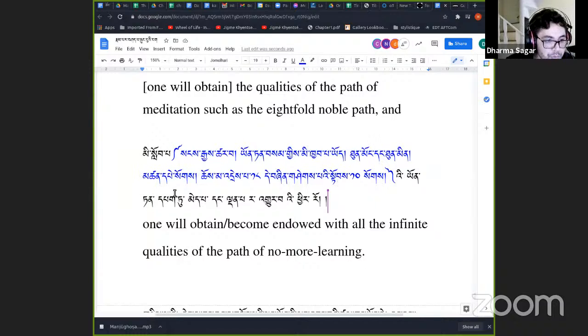And then Campbell was also citing the major marks and the minor marks, and the 18 specific qualities of enlightenment, and the 10 strengths of the Tathagatas, etc. So all of these are the qualities out of the infinite qualities of the path of no more learning.